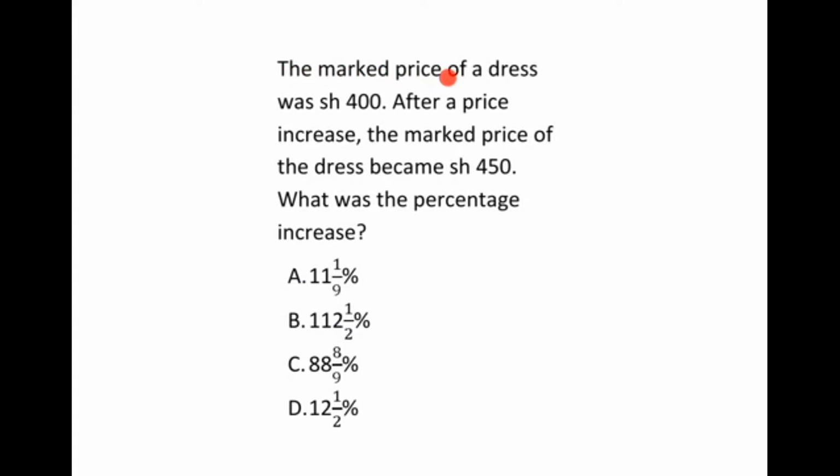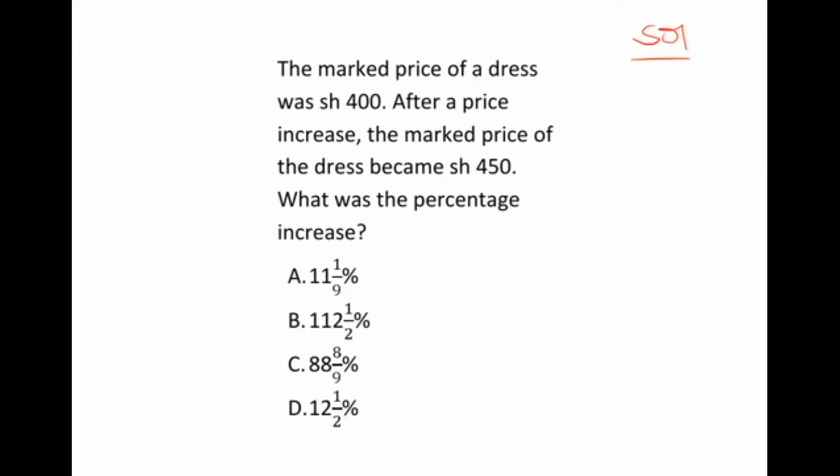The marked price of a dress was 400 shillings. After a price increase, the marked price of the dress became 450 shillings. What was the percentage increase? Solution.